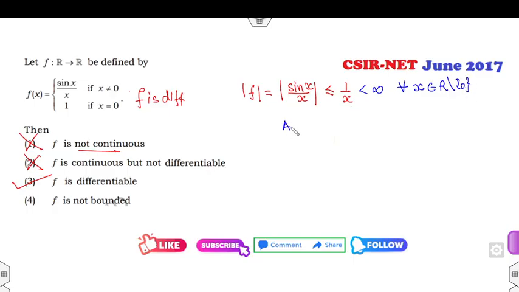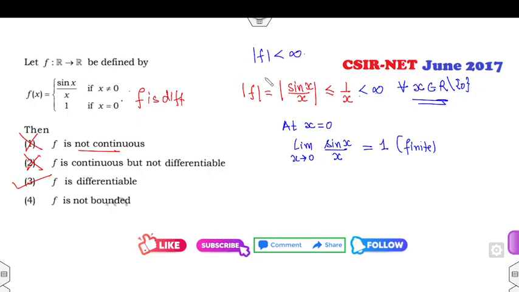Fine. Now we will check the behavior at x equal to 0. What is the limit of the function sin x over x? This will be 1, a 0 by 0 form. So cos x over 1 gives 1. That is finite. So that means this function is less than finite for all x. That means, what does it mean? This is bounded, but it said not bounded. So the right option is only C, the correct answer.